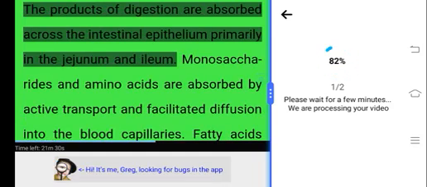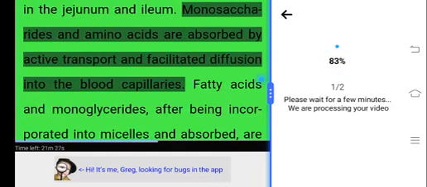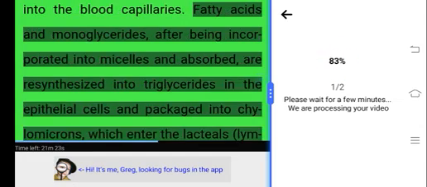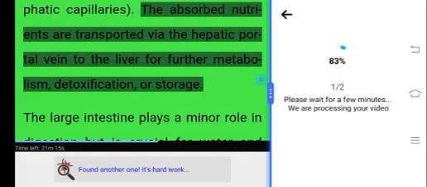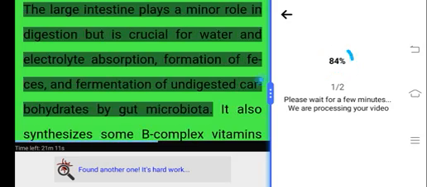The products of digestion are absorbed across the intestinal epithelium primarily in the jejunum and ileum. Monosaccharides and amino acids are absorbed by active transport and facilitated diffusion into the blood capillaries. Fatty acids and monoglycerides, after being incorporated into micelles and absorbed, are resynthesized into triglycerides in the epithelial cells and packaged into chylomicrons, which enter the lacteals, the lymphatic capillaries. The absorbed nutrients are transported via the hepatic portal vein to the liver for further metabolism, detoxification, or storage.